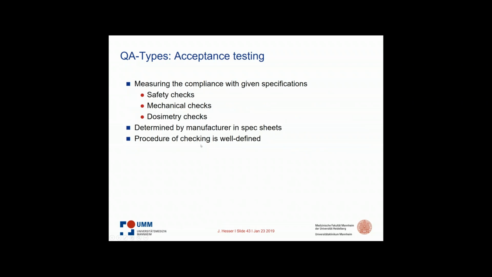So here coming to the acceptance testing. The acceptance testing is measuring the compliance with given specification. So we have typically three parts. We have the safety checks, mechanical checks and dosimetry checks, which have to be verified and are important. They are determined by manufacturer spec sheets, and the procedure of checking is well defined, for example, given by the manufacturers how this acceptance testing should work. So looking for the specifications, a couple of specifications are defined here.